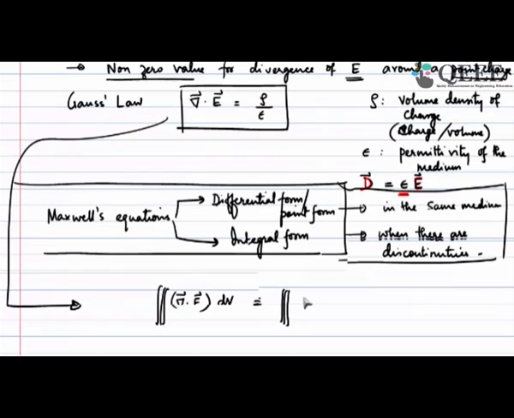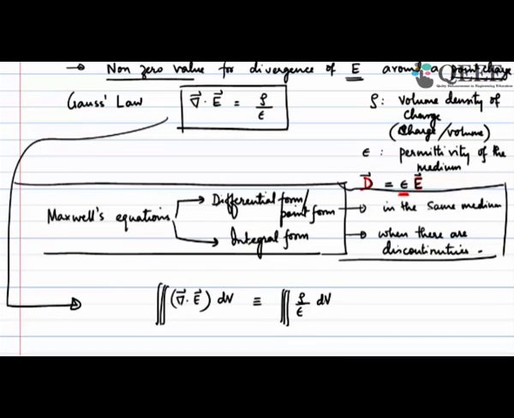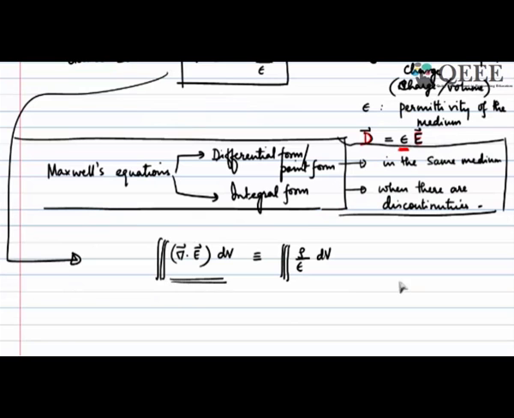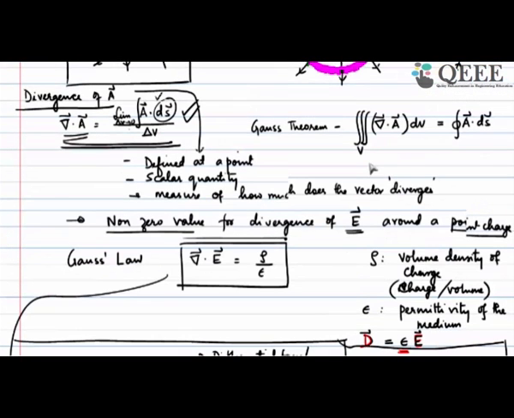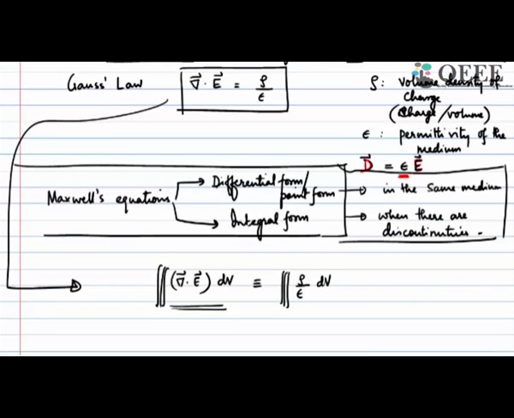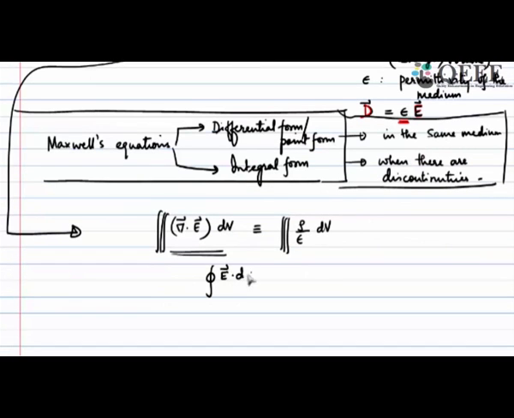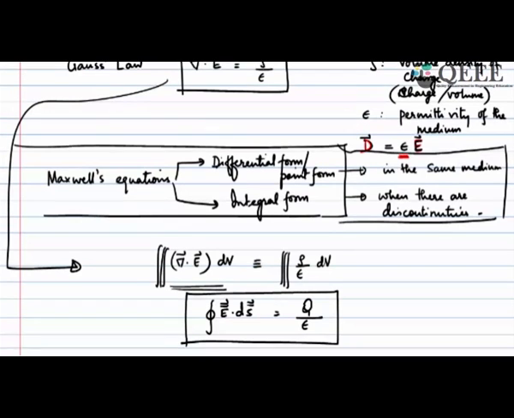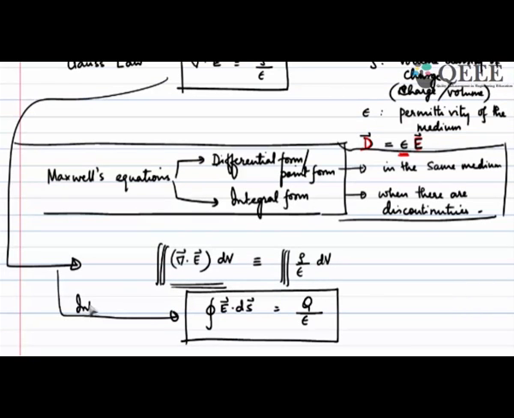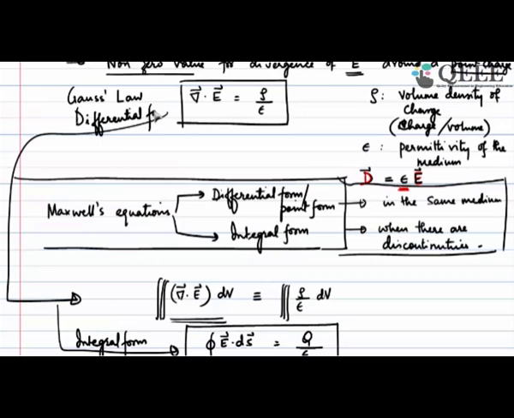What's the right hand side? Right hand side is rho over epsilon dV. Now from Gauss theorem, the volume integral of divergence is nothing but the surface integral of that vector. So you have the surface integral E dot dS, and the volume integral of charge density, which is charge per volume. So if you integrate charge density, you will get charge divided by epsilon. So this is the Gauss law written in the integral form, and what we wrote here was the differential form of Gauss law.